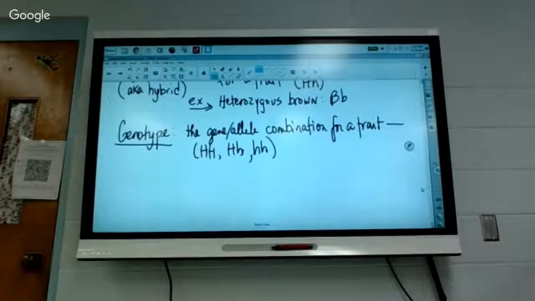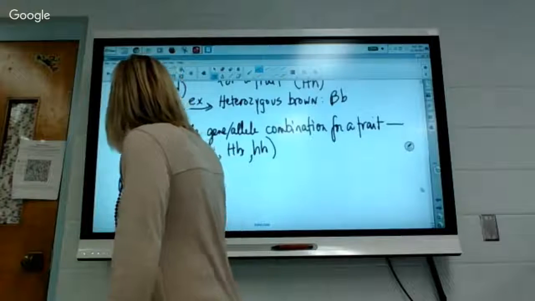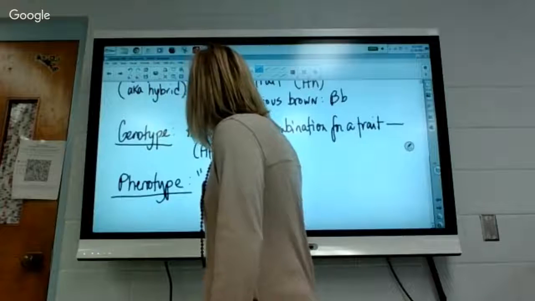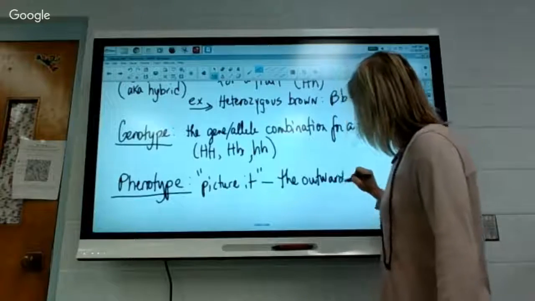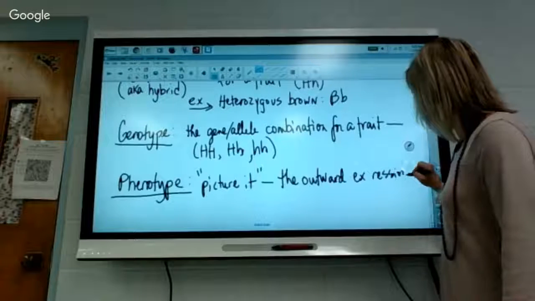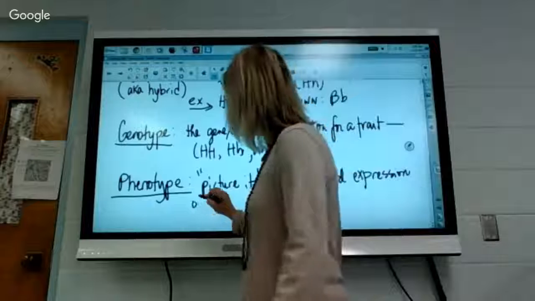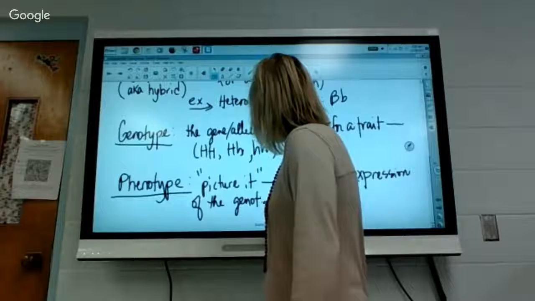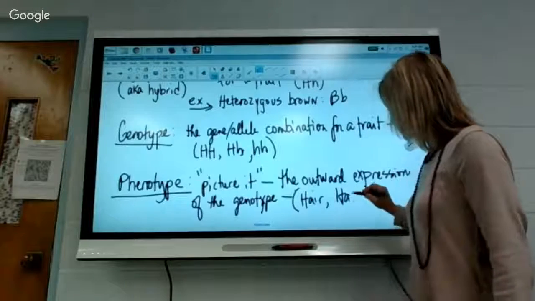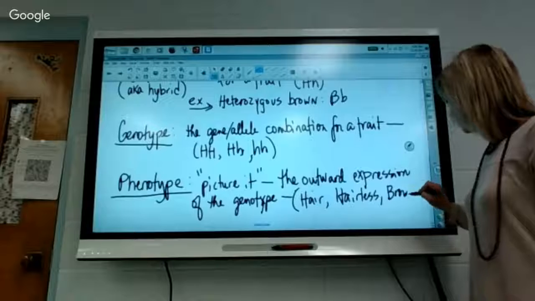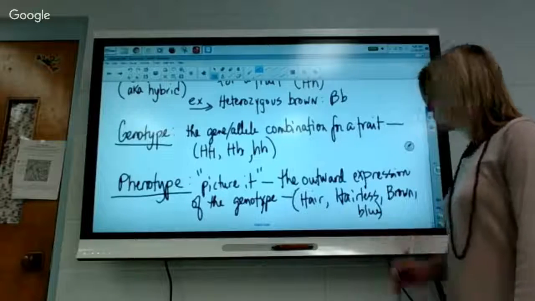Okay, so phenotype. A phenotype, I think of as picture it. What do all of these letters mean? So pheno is the outward expression of the genotype. Like, what does the trait look like? All right, so this would be hair, hairless, brown eyes, blue eyes, green eyes, whatever you see. That's what the protein is.